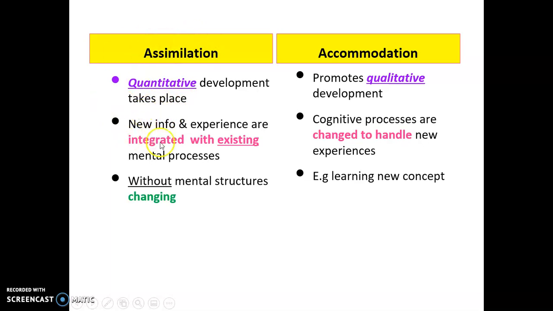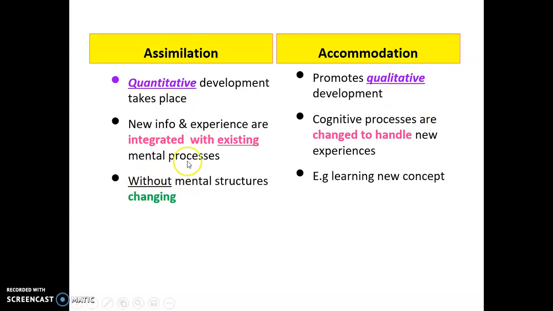So assimilation: new information and experience that they learn while they are growing up will be integrated with the existing mental processes that they already have. Here, cognitive processes, when they are growing up, actually change to handle new experience. So while growing up, they may experience something new. So cognitive processes also change to deal with the experience or new information that they learn.